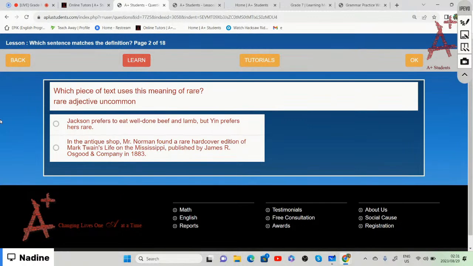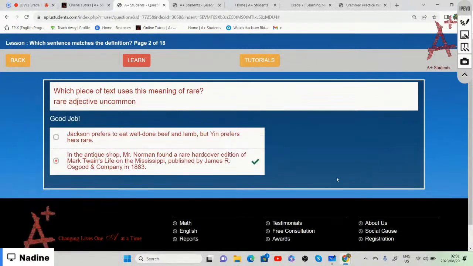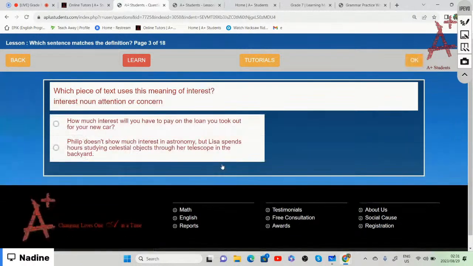Which means that it is not option one, because we are not talking about how well done meat is. We are talking about the second one. It is uncommon to find certain books, certain things that you maybe think would be off the shelves many years ago.